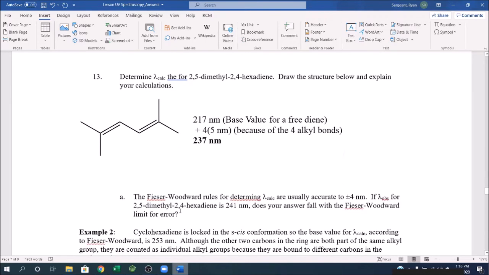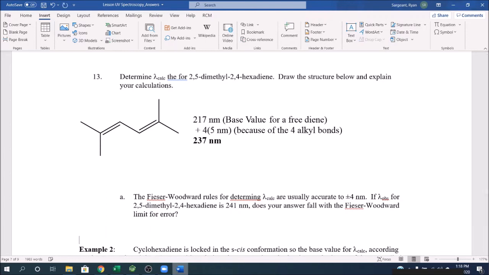The Fieser-Woodward rules for determining lambda calc are usually accurate to plus or minus 4 nanometers. So if lambda observed for this compound is 241 nanometers, does your answer fall within the Fieser-Woodward limit for error? Then yeah, because this is within 4 nanometers. Our lambda calc is within 4 nanometers of lambda observed, so yes. And it doesn't ask us to explain it, but for the sake of our own notes, we should.